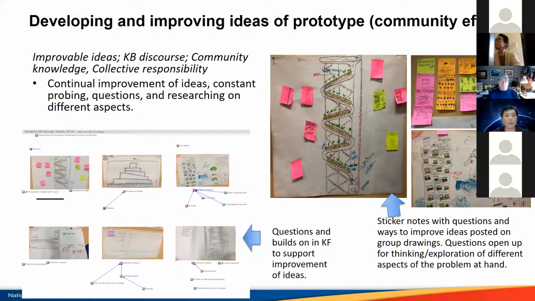This is where the principle of improvable ideas, KB discourse, and community knowledge and collective responsibility comes in. As you can see from the photos here, we let students post their drawings on the wall, and then they also use sticky notes to put their questions and ways to improve ideas on the group's drawing. So every student has an opportunity to comment on their peers' ideas on the group drawings, and these questions open up thinking and exploration of different aspects of the problem at hand. Students will ask each other, how does your design work, and why are you doing this and why are you doing that. And we also open up students' discussion in KF, and we put the sketches into KF for them to build on.